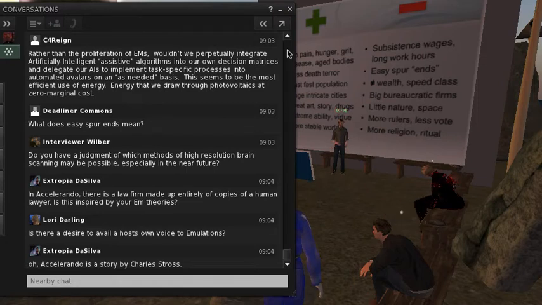There's a question here, what does easy spur end mean? One of my slides I was talking about was what happens if you split off a short-term copy and then it does a job for a few hours and then ends. That would be easy mechanically. A question is, would people treat it as no big deal?